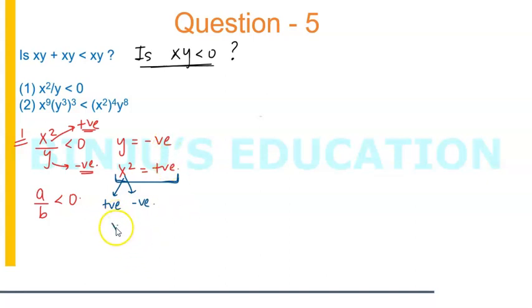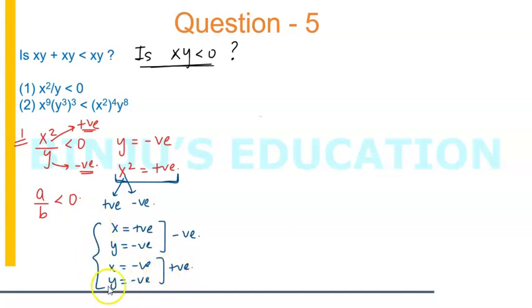So if x is positive and y is negative, then the product is negative. But if x is negative and y is also negative, then the product is positive. So do we have a conclusive answer? No, we don't have that. So let's write D, A, B, C, E. A goes out, D goes out. Let's move on to statement number 2.